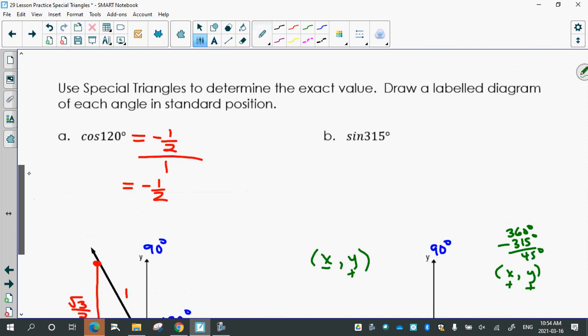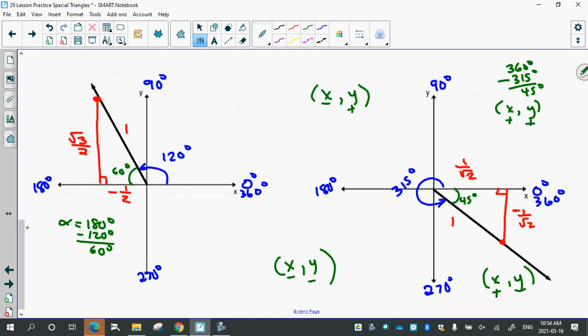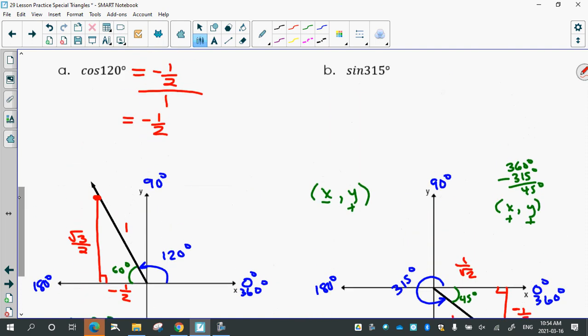So they want the sine of 315, and sine is the y value divided by the r value. So I have to look at my diagram, and the y value is negative 1 over root 2, over the r value, which is 1. Dividing by 1 doesn't do anything. So the sine of 315 should be negative 1 over root 2. Exactly.